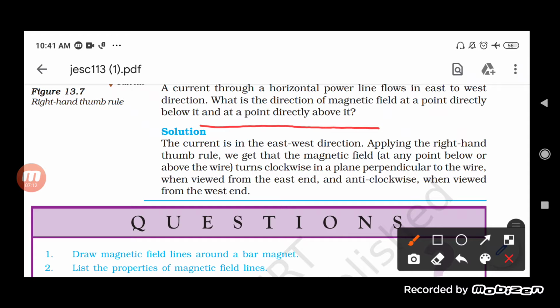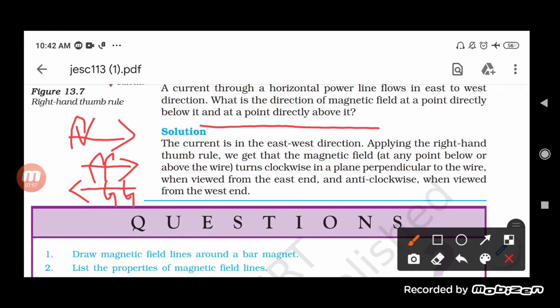If the current is in the east-west direction, then by applying the thumb rule, we will get the magnetic field below or above the wire. If it is viewed from the east end, then it will be anti-clockwise. It means if the current is moving toward the west side, the magnetic field produced here will be clockwise, and if it is at the east direction, then the magnetic field produced here will be in the anti-clockwise direction.